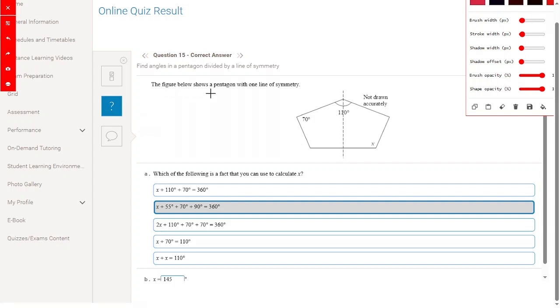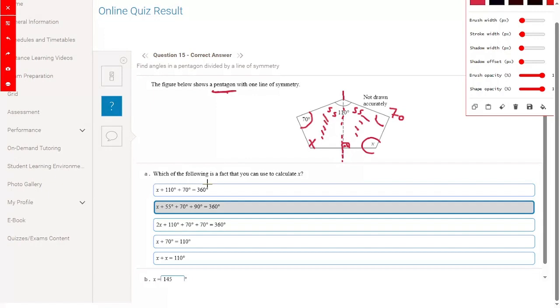Now the figure below shows a pentagon with one line of symmetry. So we have one line of symmetry. One line of symmetry means the right side is exactly like the left side, exactly with everything. So for example, if this angle is 70, then this angle is 70. Okay, line of symmetry, this whole angle is 110, so that means this angle is 55 and this angle is 55. And by symmetry, this angle will be 90. And this angle is x, so the other side will be x.